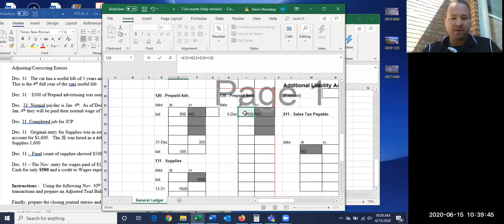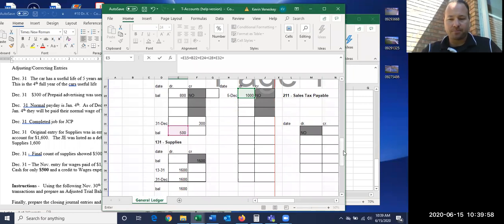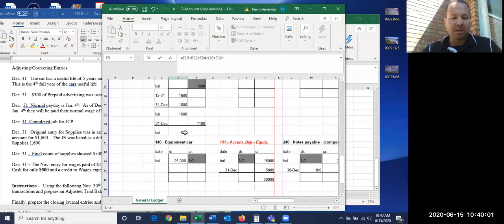Add in my prepaid rent. Add in my prepaid advertising. Make sure you do the balance if you have more than one account. Don't pick the 800. Add in my supply balance.